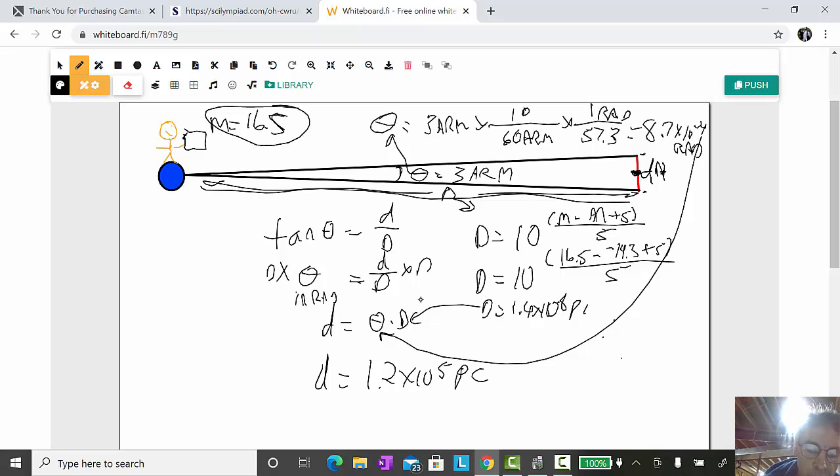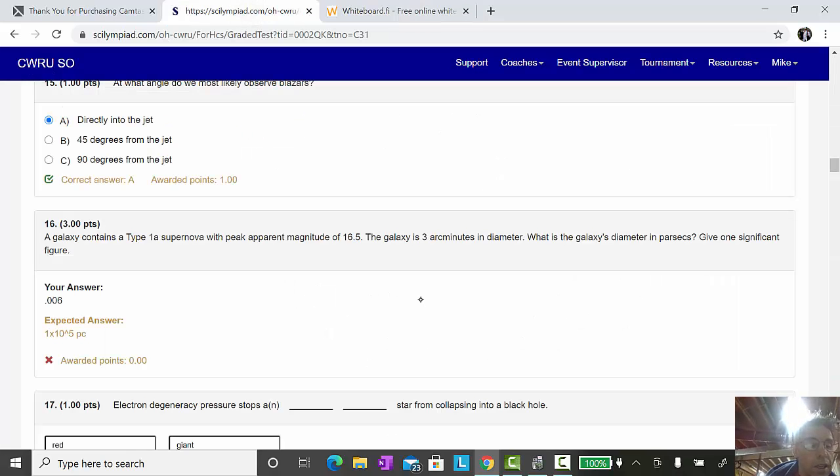And it said to round to one significant figure, so 1.2 rounds to 1 times 10 to the 5th parsecs. I go back to my question, and you can see that that's the answer right here.